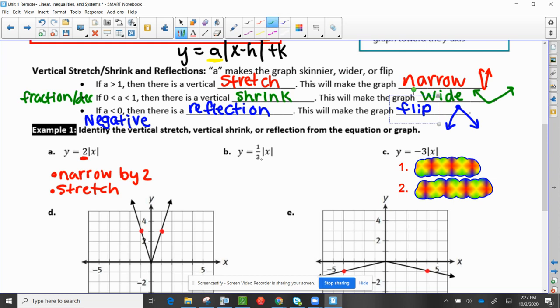In B, we have a 1/3 in front. So again, anytime you have a fraction or a decimal, that's going to shrink your graph or make it more wide, okay, by a factor of a third. And again, we can call this a shrink. Either way, I would take your answer. If you wrote wide or if you write shrink, it's the same thing. Okay? So now let's look at C. C, we have -3 times the absolute value of x. So we're going to take this one part at a time. If we have a negative in front, what does that do to the graph?